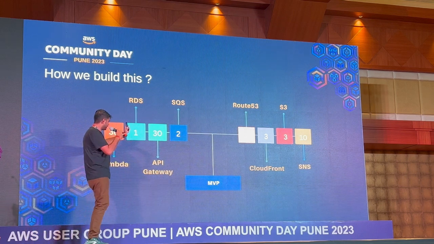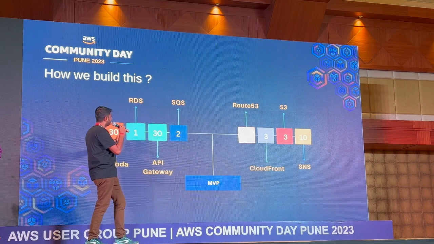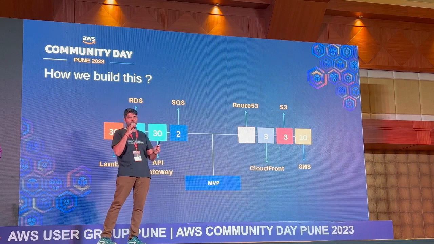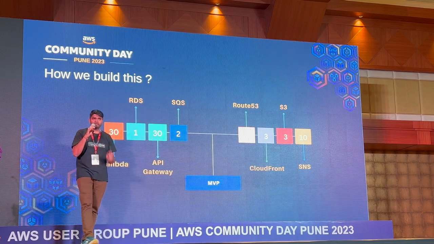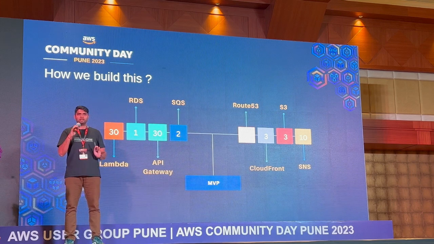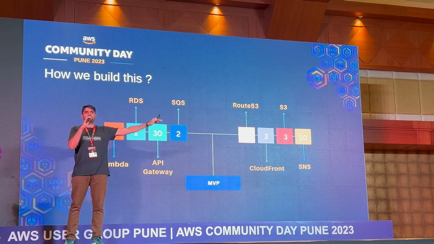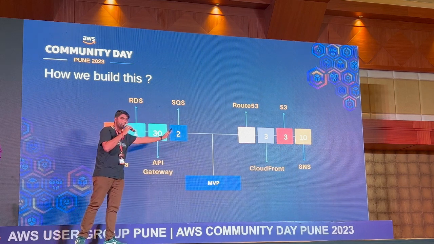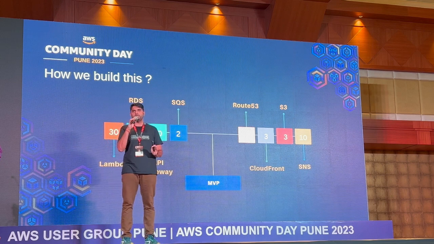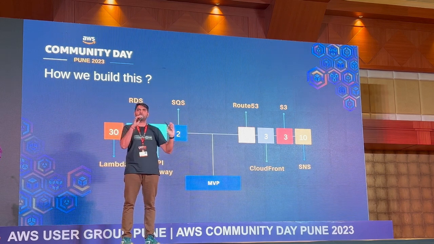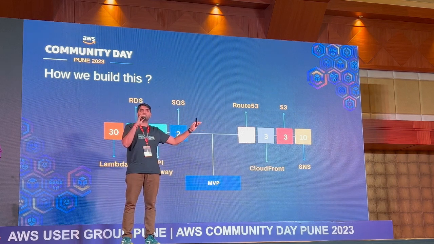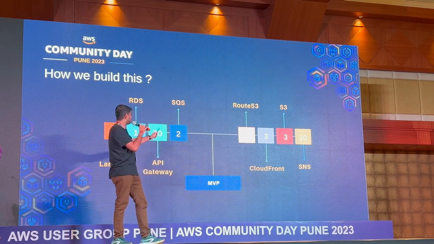So one RDS was there, 30 API gateways pointing to 30 Lambdas, and 2 SQS queues, one for email notification and one for SMS notification. Everything was event driven. When my job is done, I will point to the next one. So this Lambda was pushing the data into the SQS queue. Once they're done, they wanted to send communication, so they just push the details to the SQS queue. Another Lambda was listening to the SQS queue and pushing the email and SMS communication to the customer. That's the 2 SQS queues.